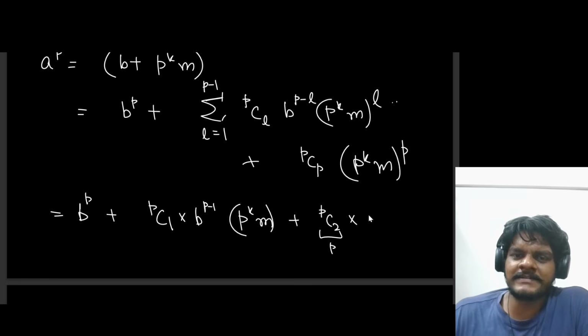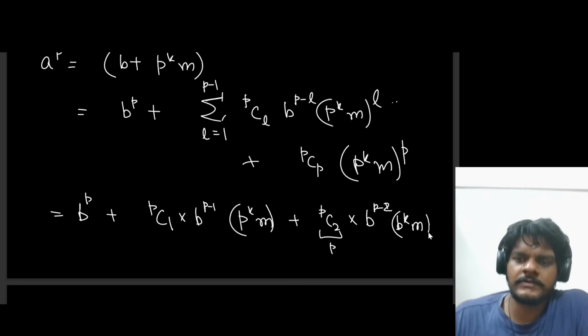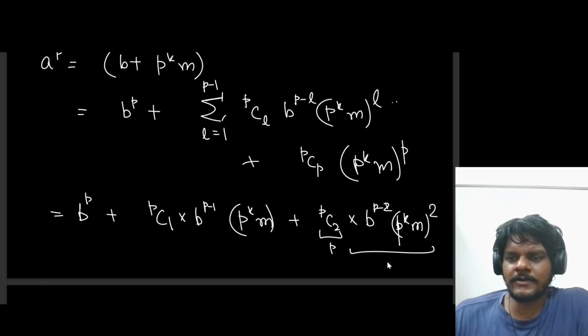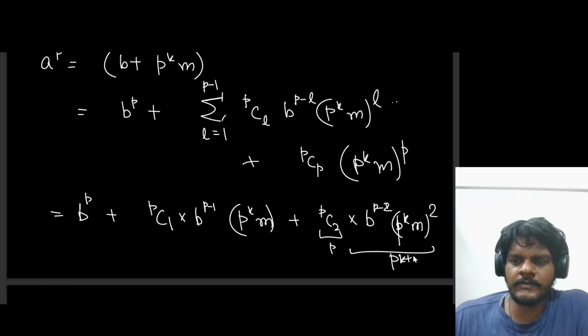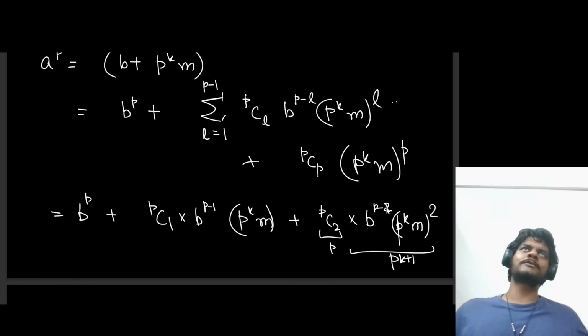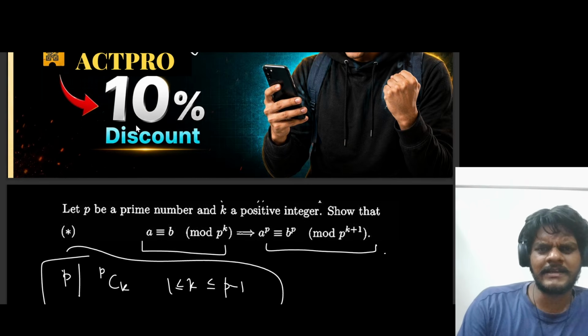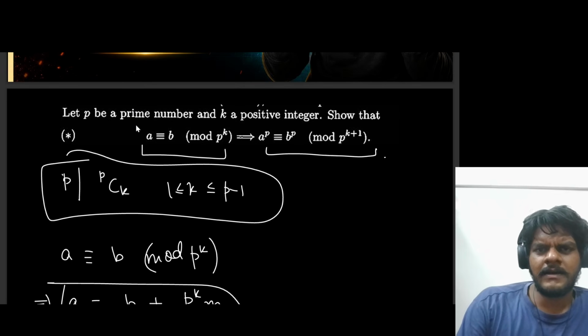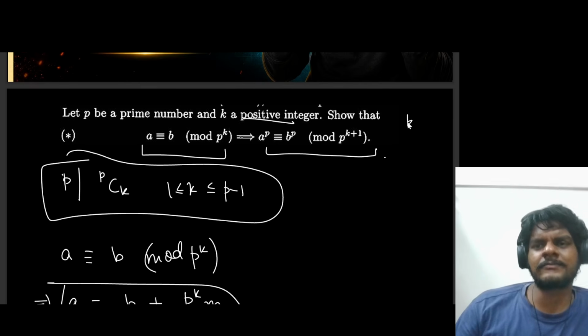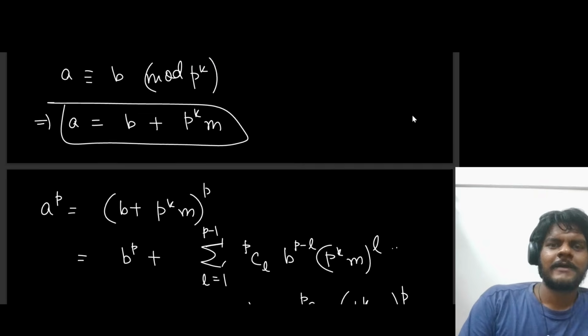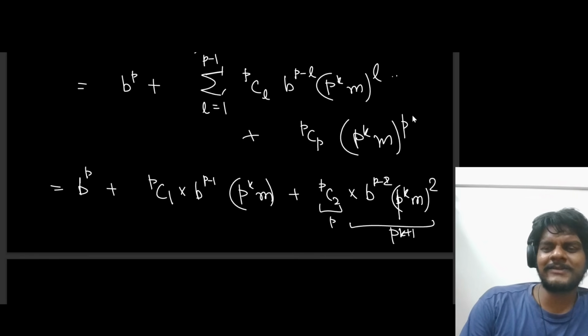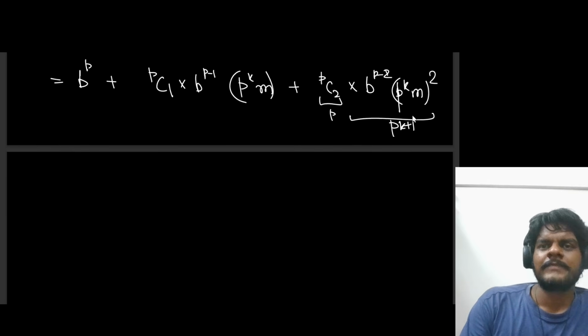Regardless of whether P is there or not, this is P minus 2 P power K, m whole square. That means here there is already P plus P power K plus 1, P power 2K. Definitely 2K will be greater than K plus 1, because we are taking K greater than 1, a positive integer. Even if K is not greater than 1, this will have K plus 1, and P square is there.